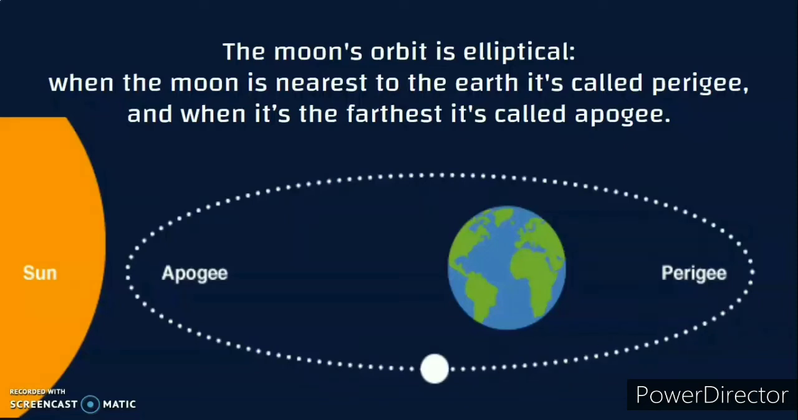The moon's path around the Earth is called an orbit, and the orbit is not going to be a perfect circle, it's going to be elliptical, and we'll talk about ellipses tomorrow. When the moon is nearest to Earth, it's called perigee, and when it's farthest, it's called apogee. Yesterday we discussed how this is going to affect the tides.